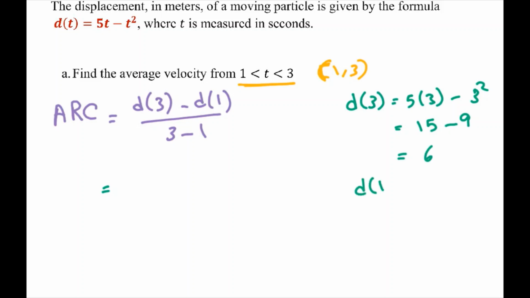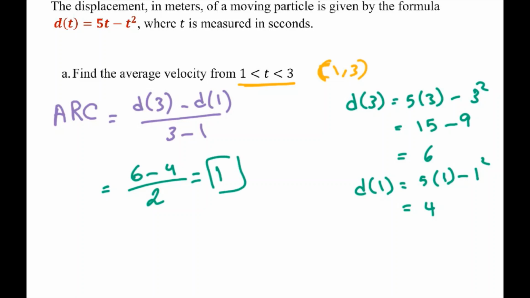And d(1), 5 by 1 minus 1 squared, so it will be 4. So it will be 6 minus 4 over 2. That's going to be 2 over 2, which is 1. That's my average rate of change for the interval from 1 to 3. And since we are talking about velocity, you'll say meters per second.